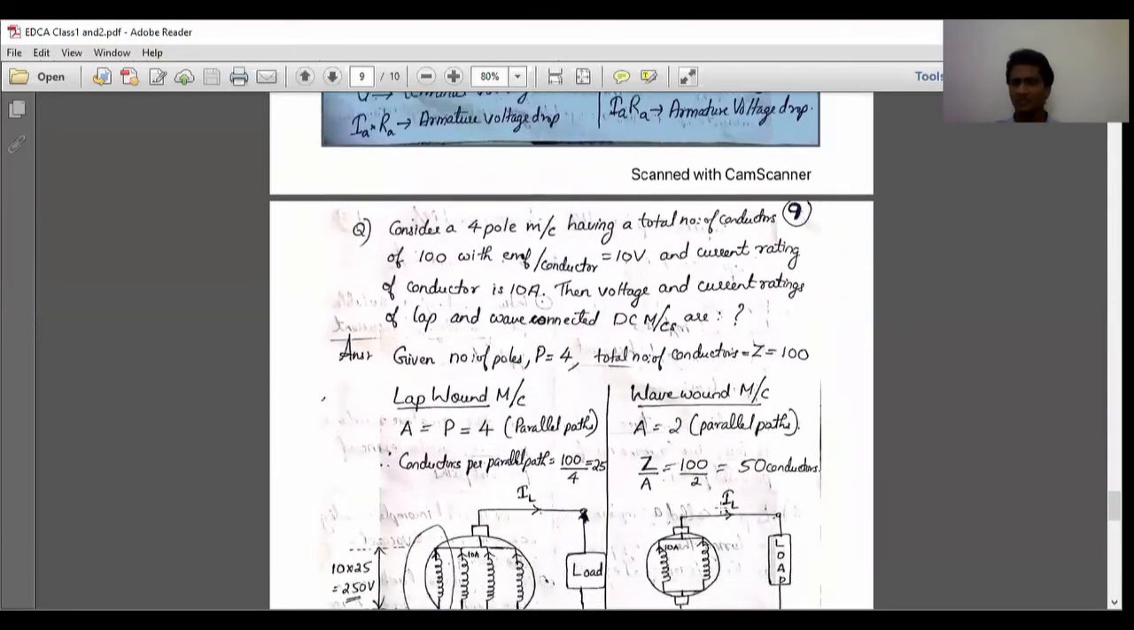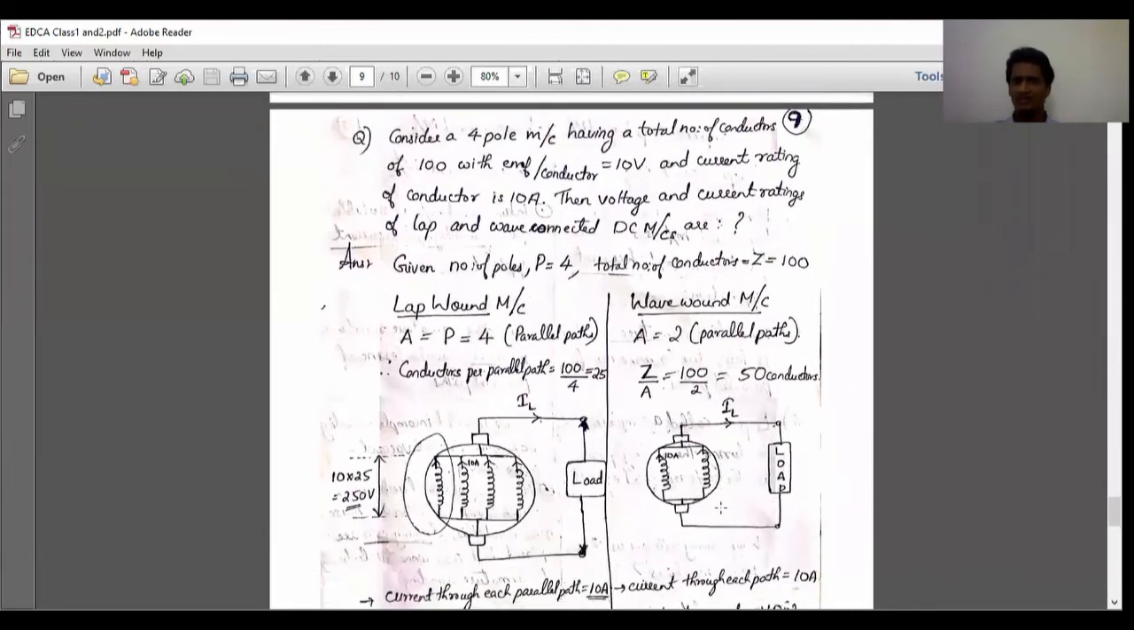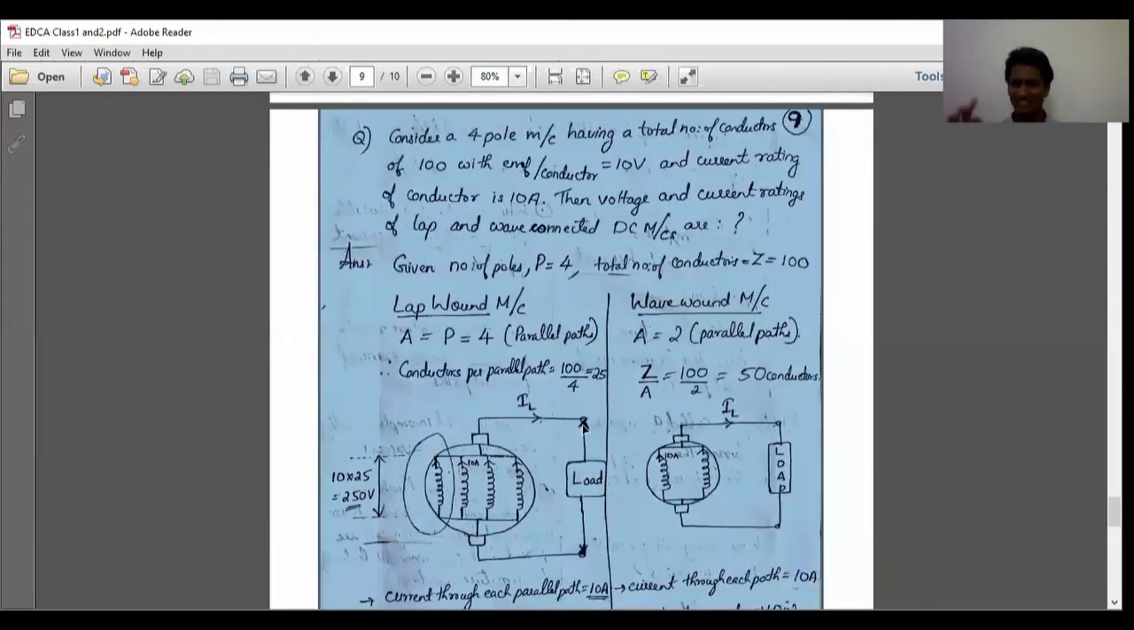Now let us have a look at a basic problem based on lap wound machine and wave wound machine. The intention of this problem is to have a comparative study between lap wound machine and wave wound machine. Also, it will give very strong basics for you. And let us have a look at the question.